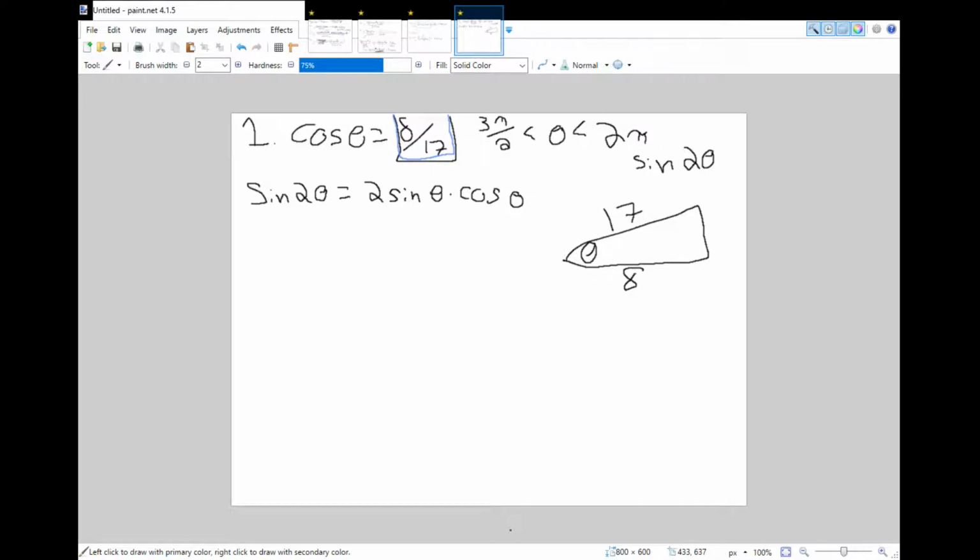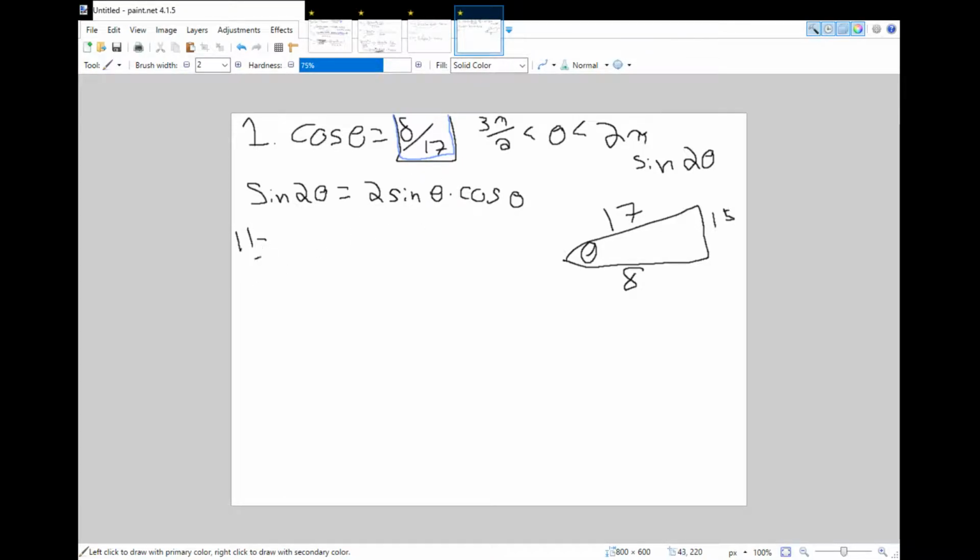On the calculator, it is 17 squared minus 8 squared, which is 225. The square root of that is 15, so this side is going to be 15. So sine is equal to 15 over 17. Now we can plug that in here.